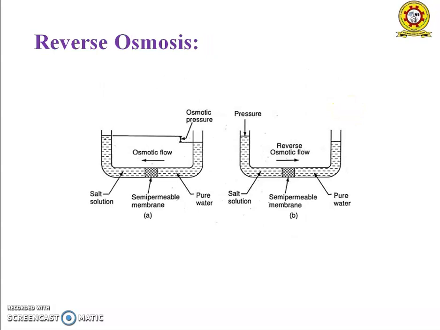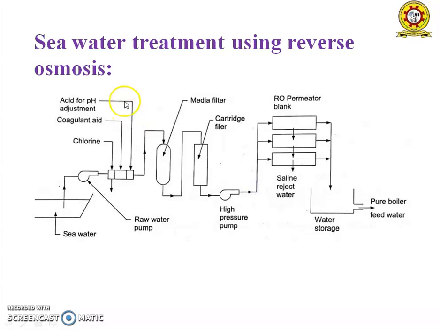And next one is reverse osmosis. This is the reverse osmosis process, and the osmotic pressure is maintained here. The salt water is passed through this semi-permeable membrane, and the impurities are collected at the semi-permeable membrane, and the pure water is collected here. In the reverse osmosis process, salt water is collected here and it passes through the semi-permeable membrane, and the pure water is collected here, and here the high pressure is applied. This is the salt water treatment using the reverse osmosis process.